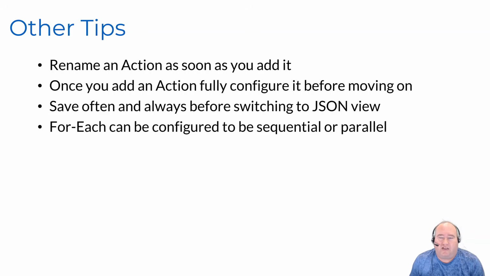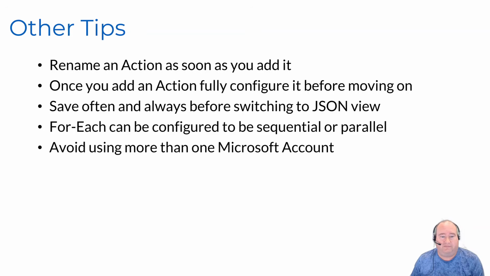For each inside Logic Apps behaves a little differently than you may believe. It can be configured to run sequentially, which is the traditional thinking for each, one at a time, or it can be configured to run in parallel. So you could run 20 instances of your for each loop at a time if you wish. Make sure you have that set based on your business needs.